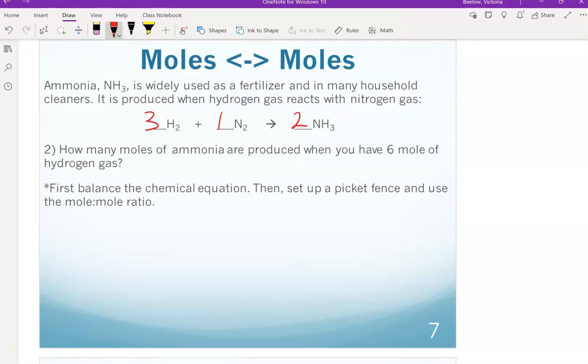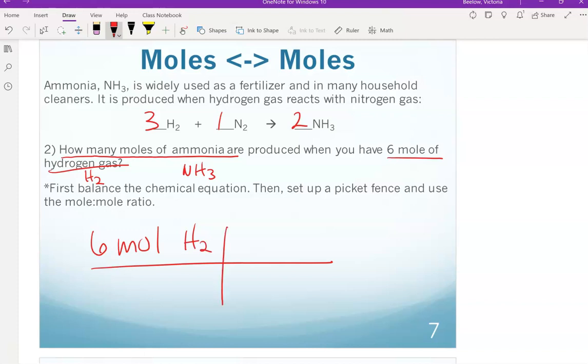So now the problem is asking how many moles of ammonia, which is the NH3, are produced when you have 6 moles of hydrogen gas. The hydrogen gas is the H2. So we're going to start our picket fence with what the problem gave us, 6 moles of H2. So that would be the reactant right here. And we need to figure out how many moles of ammonia, so the product, that would produce. So again, this is always what you want to do as your second step in any picket fence: the unit that's here, write the same unit here in the bottom because you're going to want them to cancel.